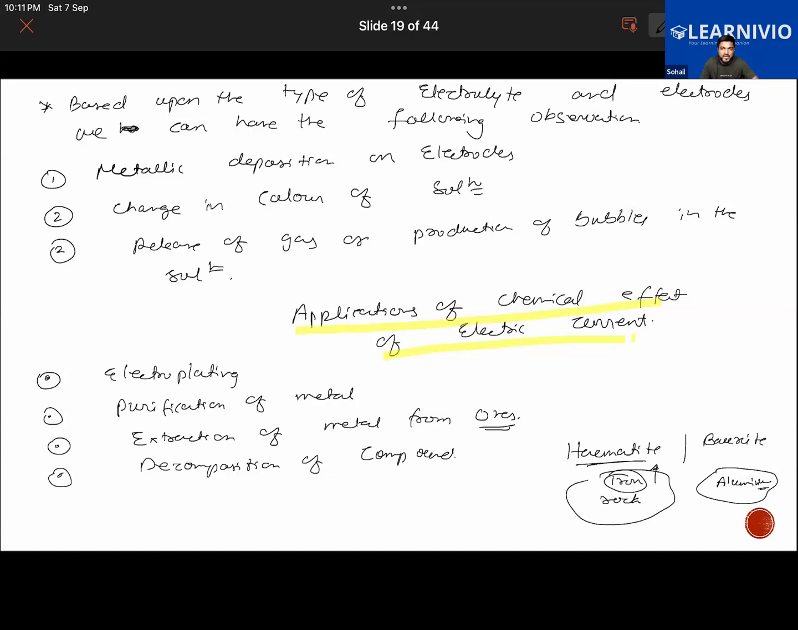If anyone is writing it down, please let me know. Otherwise, I'll be switching to the next topic. Decomposition of compound. There you had like when water can be split into hydrogen and oxygen. So decomposition here refers to splitting into its components.